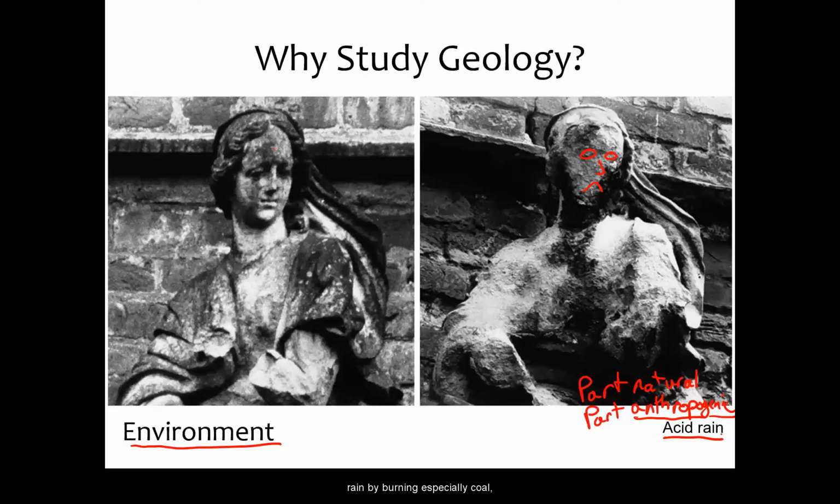In particular, we cause acid rain by burning especially coal, but also other fossil fuels that release more acid into the air. So if we are going to continue to do that, we need to know how we can mitigate that damage.